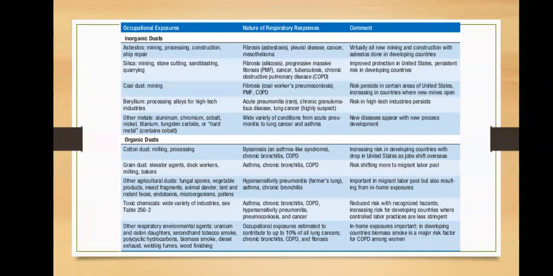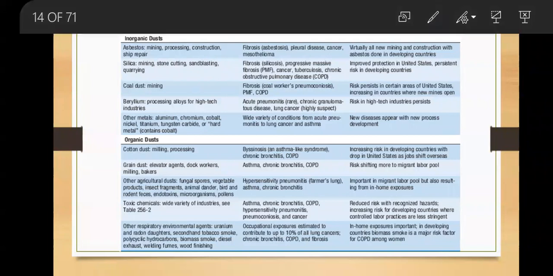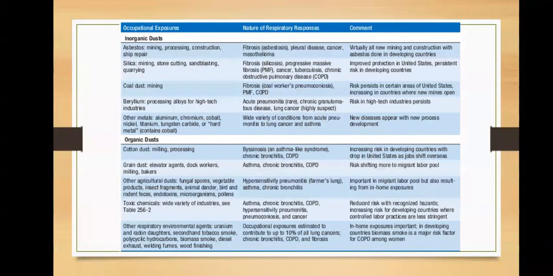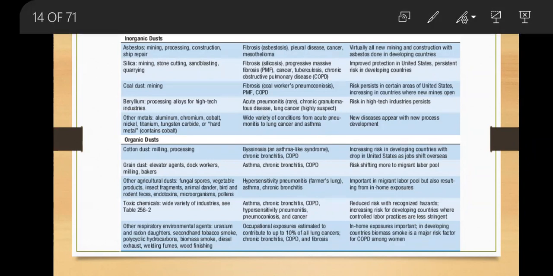So where we find the inorganic dust, we have the nature of the respiratory response here. We have the comment here. So asbestos is an inorganic dust. Silica, coal dust, beryllium, and others.